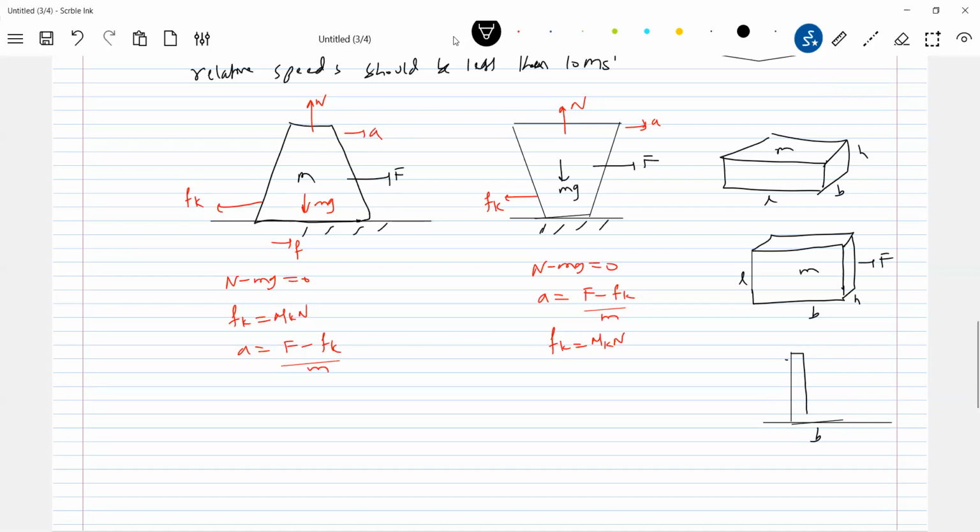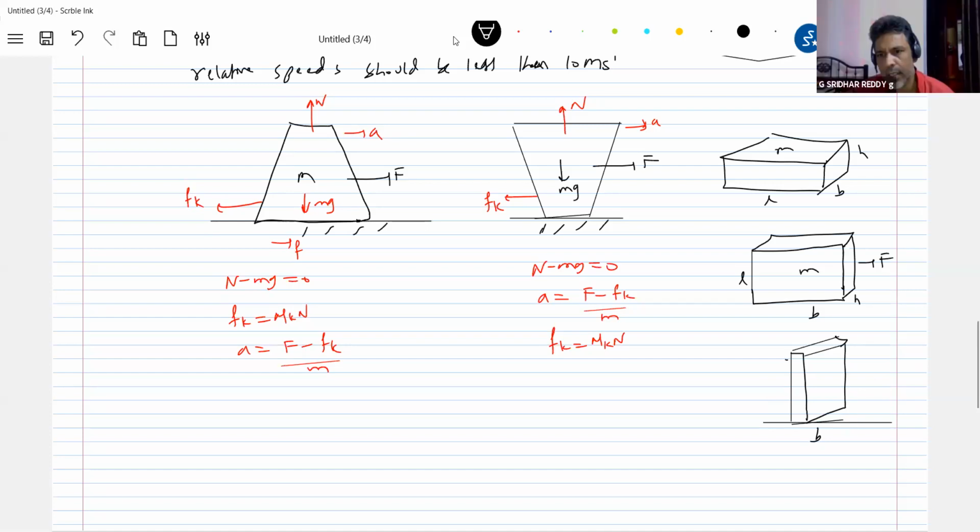The area of contact will... I think I changed the diagram. It should be like this. This should be the H. This should be L. This should be the B. In all the cases, what happens? I'll see that the block has the same acceleration. So therefore, the friction force acting will be Fk.